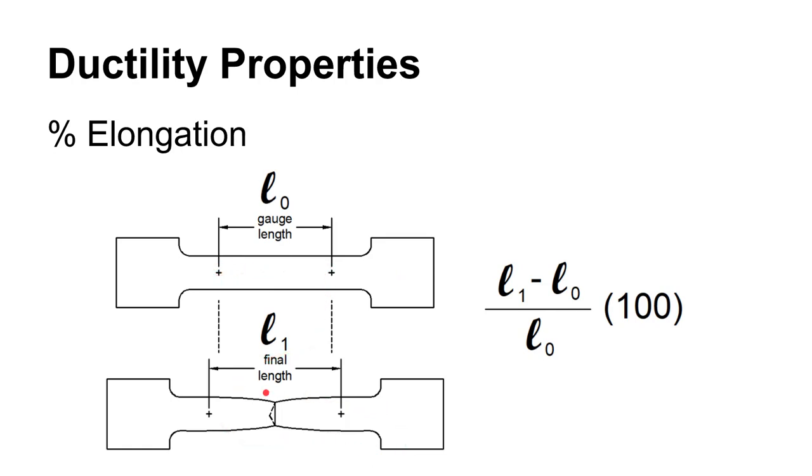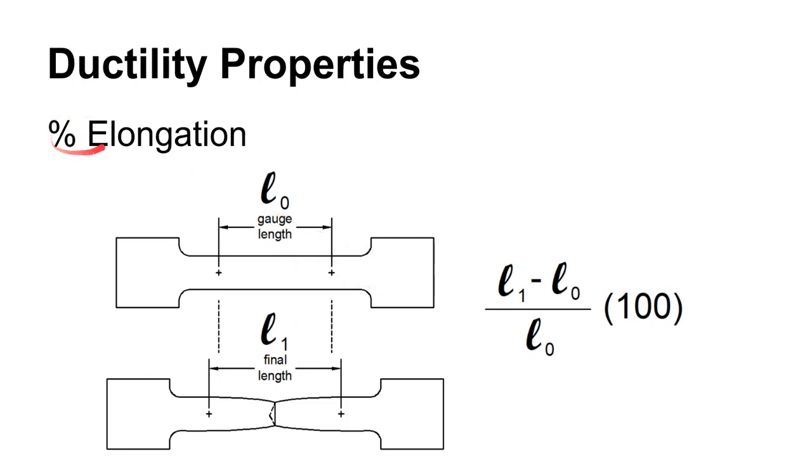And then once the piece is completely broken, we'll take the 2 halves of the broken specimen out of the machine and we'll put them back together. And then we'll measure that final length. So this length is going to be longer than the gauge length. Now that is unless we have a very, very brittle material that doesn't flow at all, in which case they'll be basically equal to each other. All right, but if we have a nice ductile material, this will be hopefully significantly longer than it was originally.